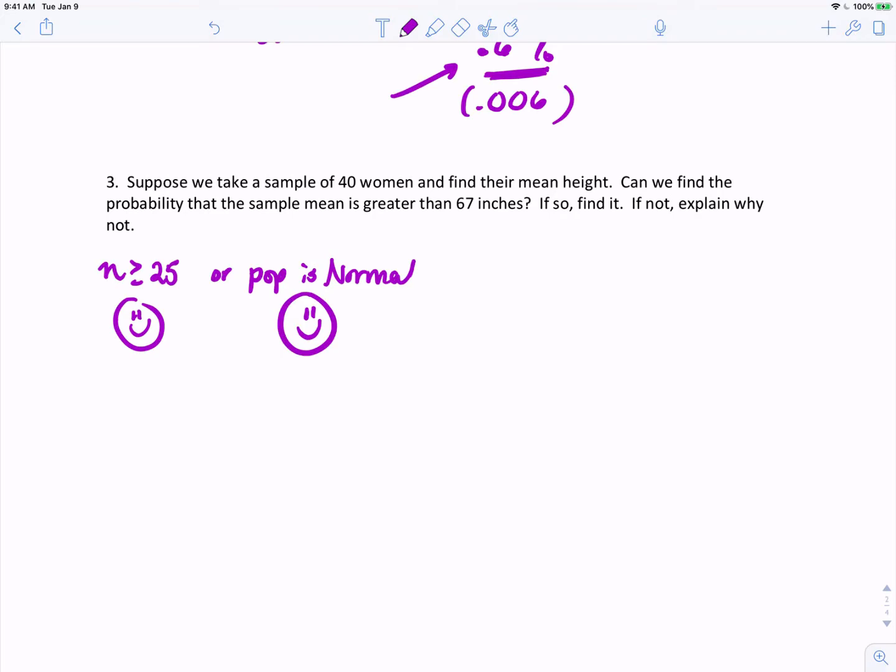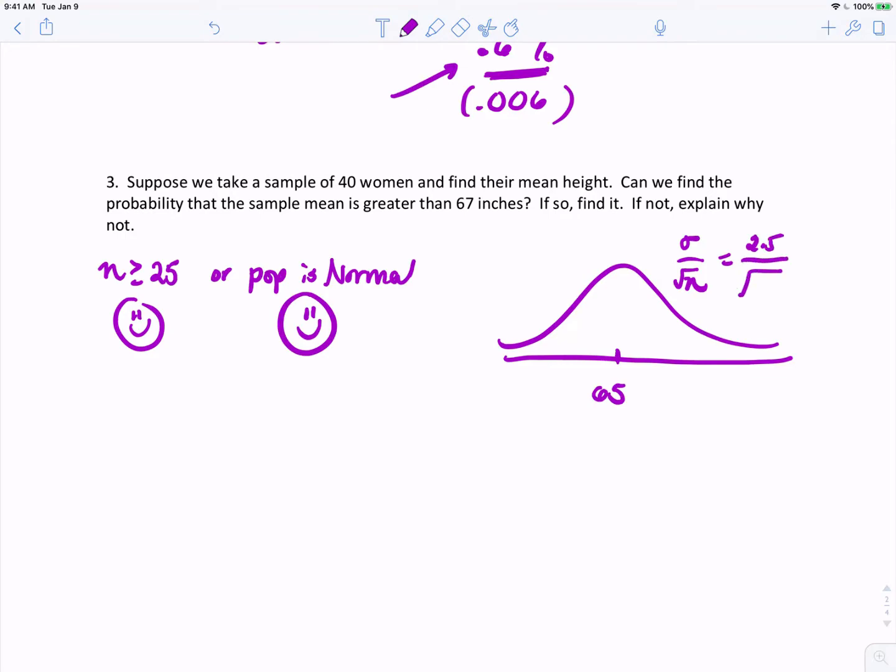What do these happy faces mean? That means we can apply the central limit theorem. The sample means will have this kind of distribution. They're going to be centered at the population mean, and we can figure out their spread, or their standard deviation. It's going to be equal to 2.5, but this time divide it by the square root of 40.